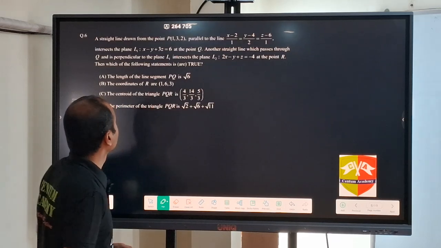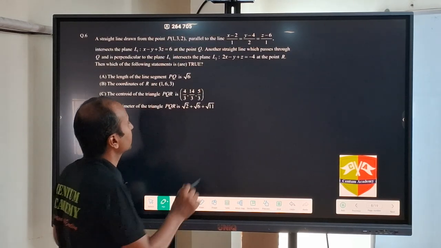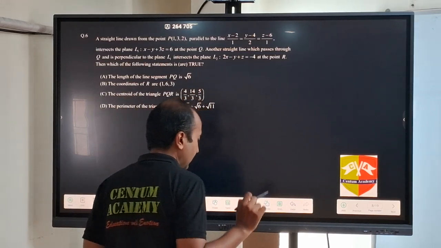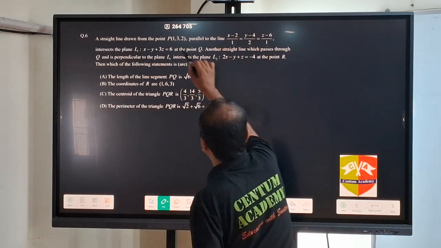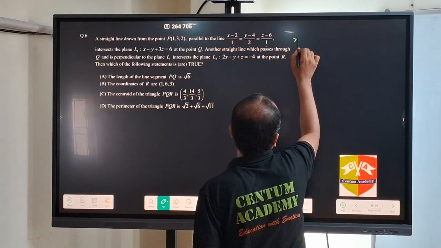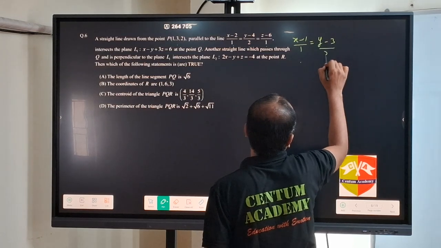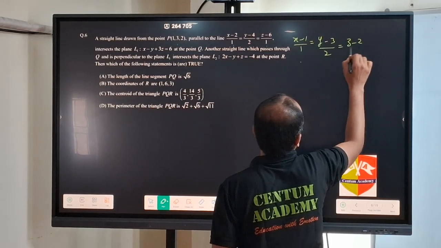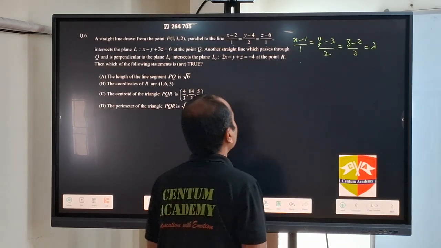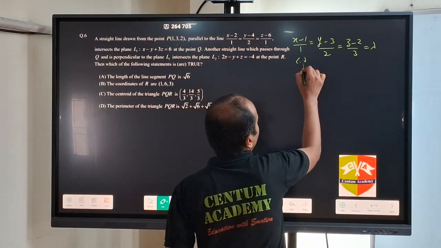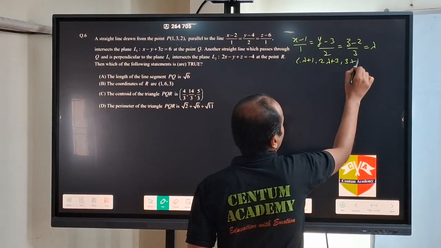Alright, this was a moderate question because it was slightly lengthy. Next question is, a straight line drawn from the point P parallel to this line. Let me right away write the equation of this line. A line parallel to this means direction ratios will be 1, 2, 3 and it passes through 1, 3, 2. The line will be x minus 1 upon 1 is equal to y minus 3 upon 2 is equal to z minus 2 by 3. And let me assume a point lambda on this line.